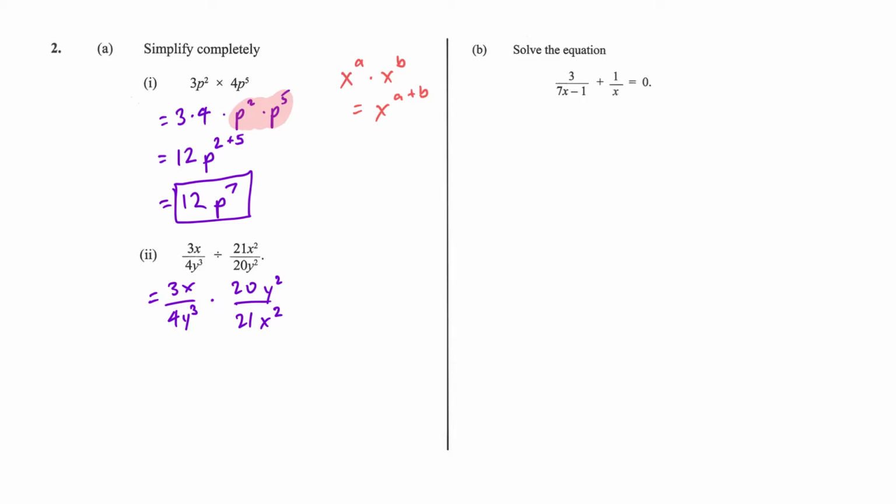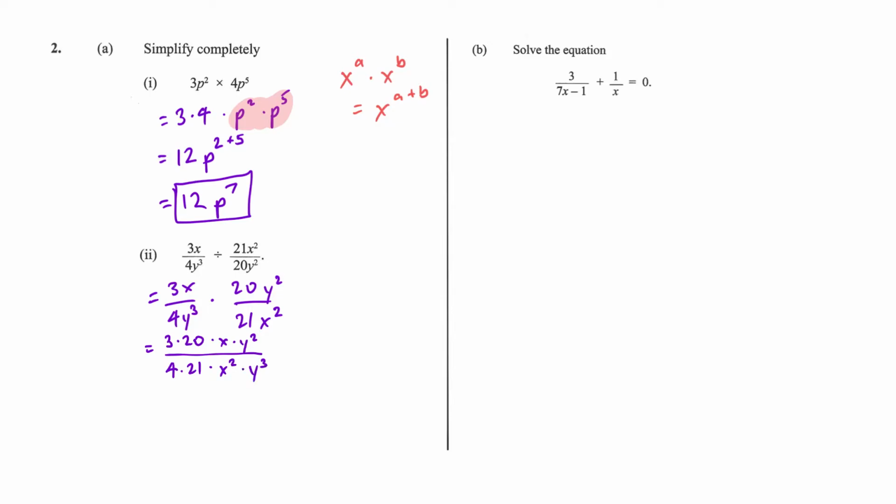Now let's combine the fractions and simplify the numerator and denominator by grouping some of the terms together. So this is going to give us 3 times 20 times x times y squared divided by 4 times 21 times x squared times y cubed.